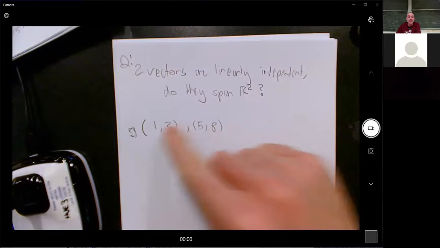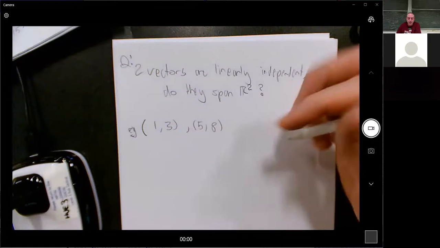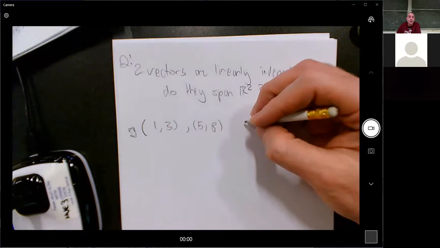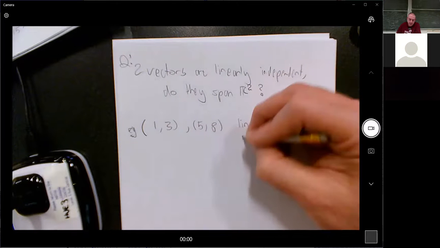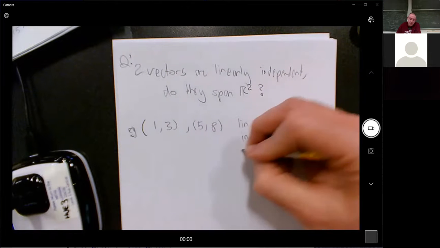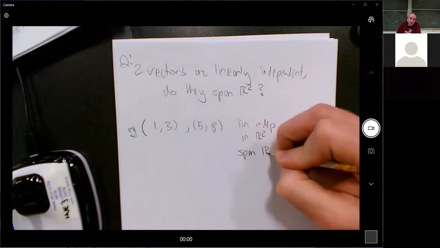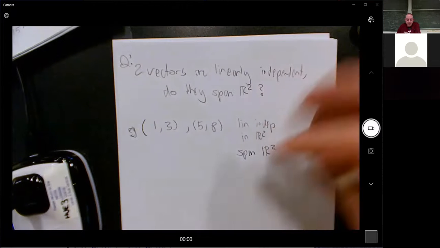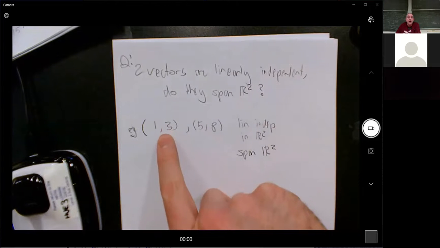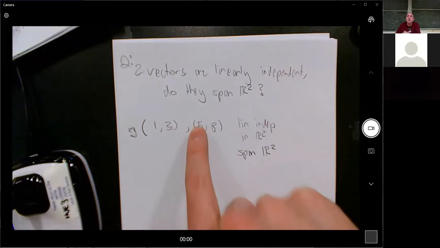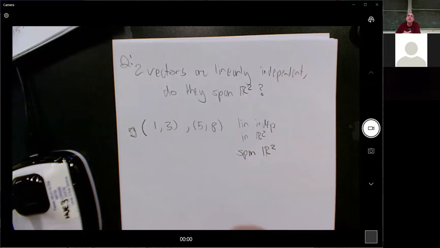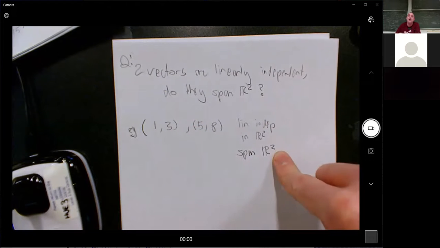So I will just say this. These two vectors are linearly independent and they're in R2. They will indeed span R2. Every vector in R2 is possible to write as a combination of these two vectors. Something times this plus something times this, I should be able to produce every possible vector with two coordinates. That's what it means to span R2.